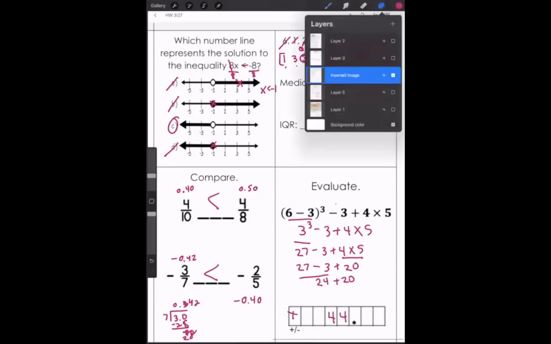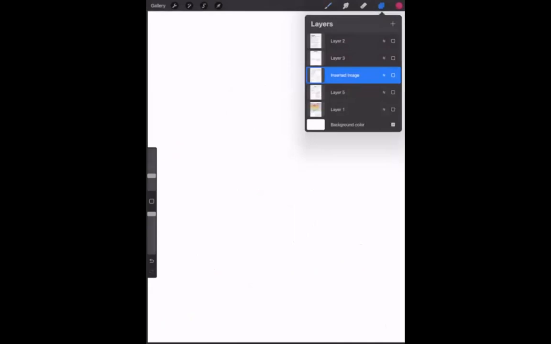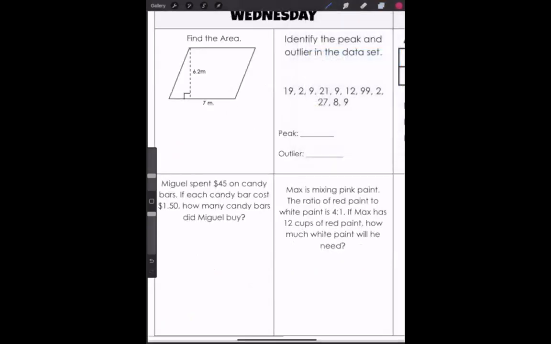Okay, that was Tuesday night's homework. I know I'm going quick, but we gotta get through all this. And let's do Wednesday's homework.